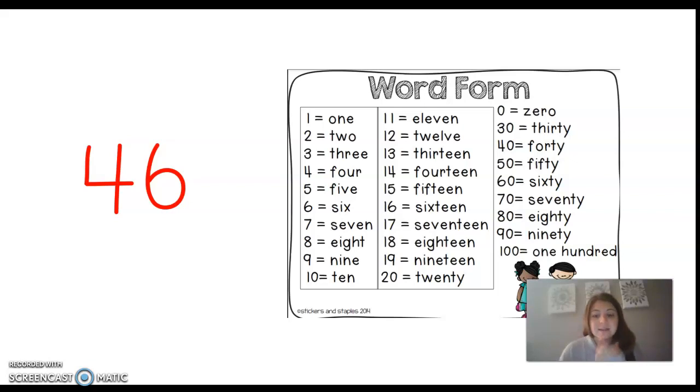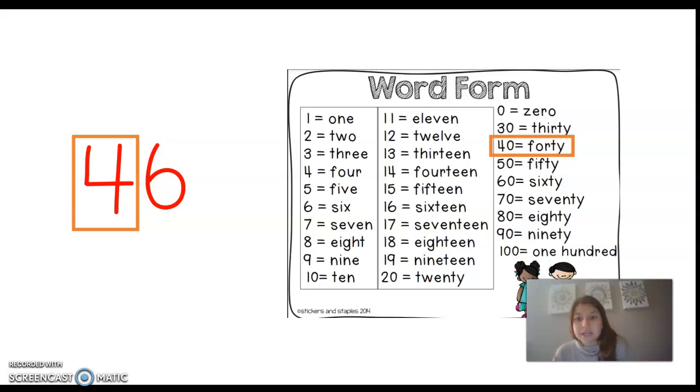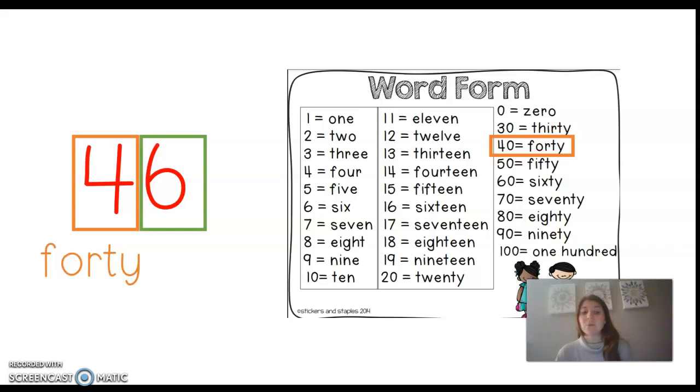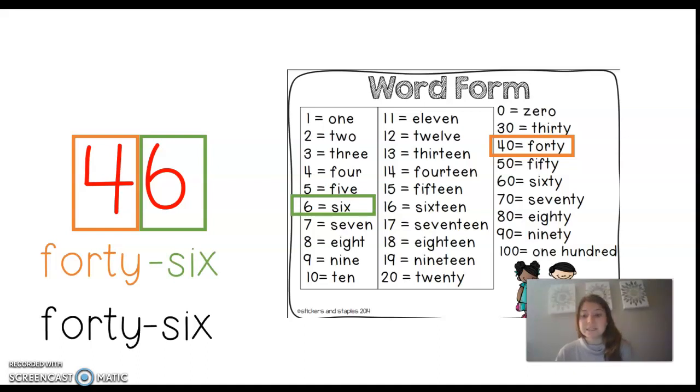46. Now, there's a 4 in the tens place. It's showing 40. So I'm going to find 40 on my word form paper and write 40. But 40 is not my number, it's 46. So now I have to write my ones. I have 6 ones. I'm going to find 6 on my word form paper and write 6. The number I have written is now 46.